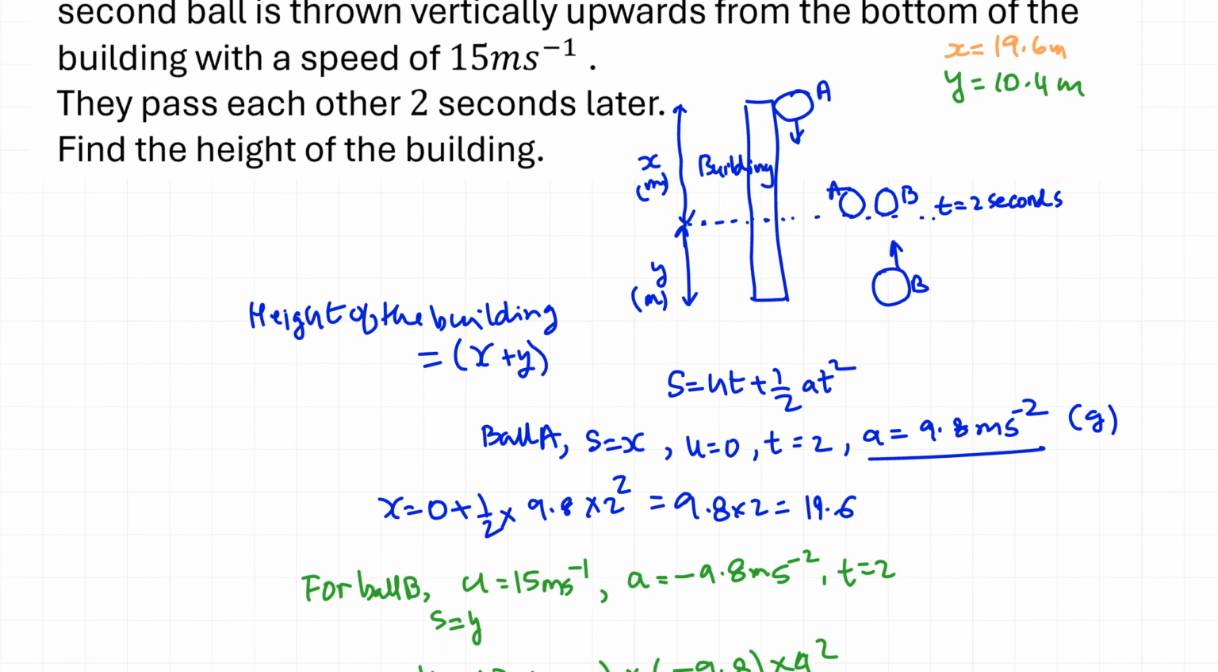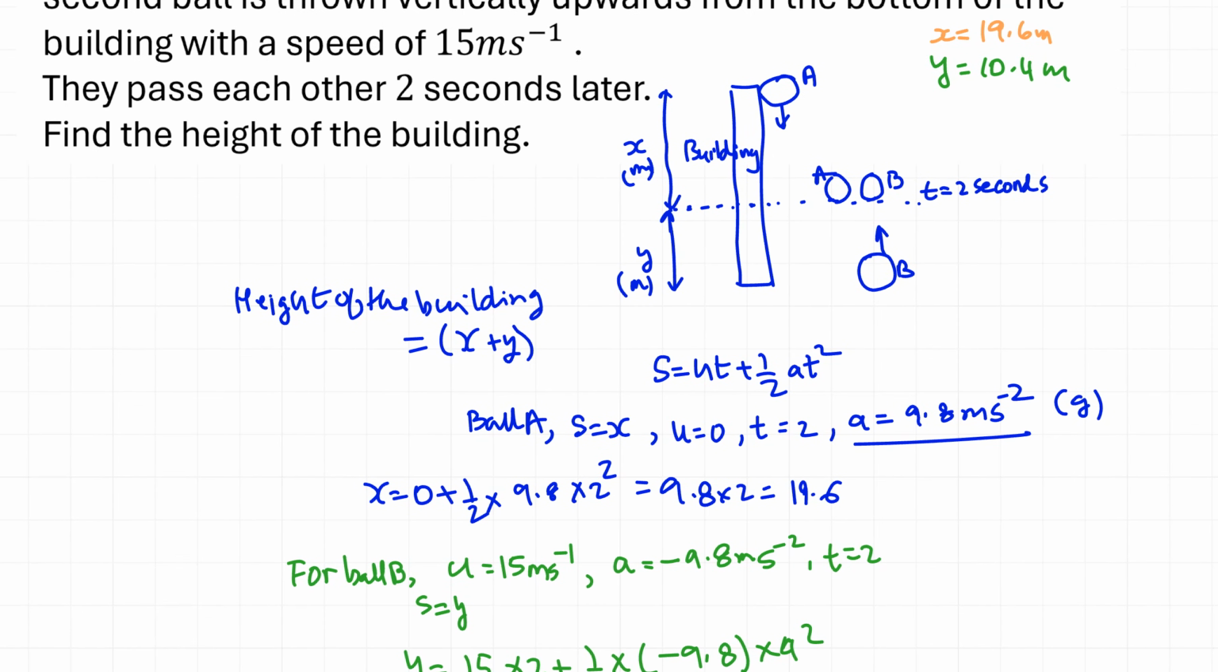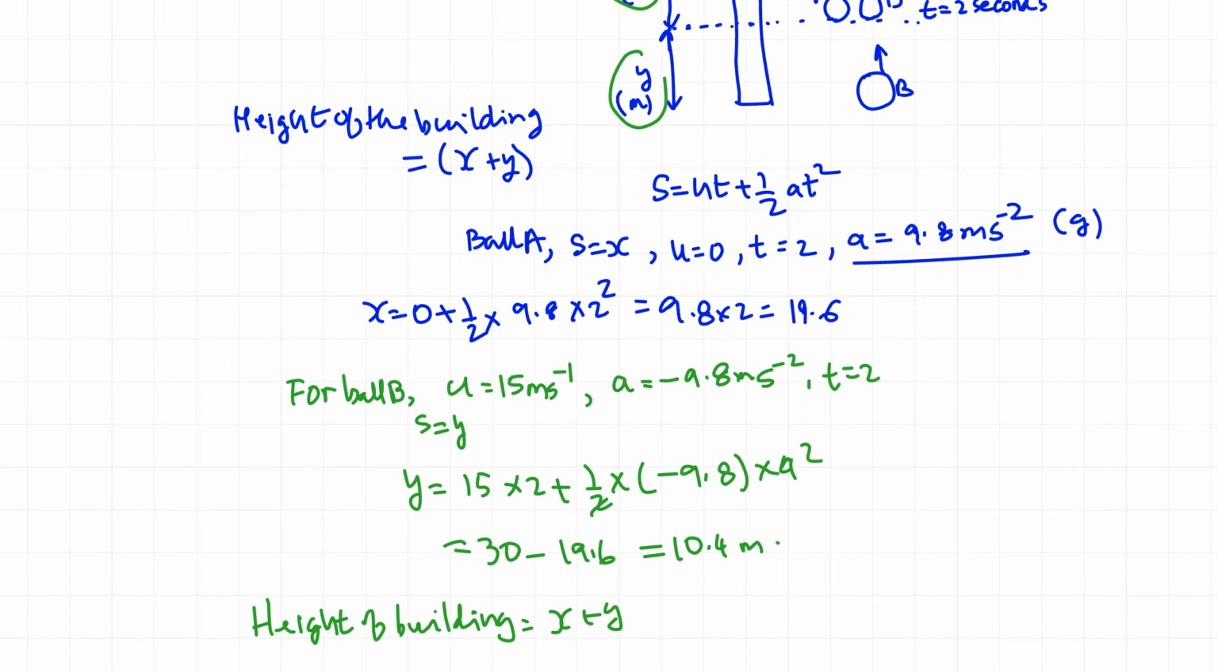So y is 10.4 meters, so hence the height of the building is x plus y, and that is 19.6 plus 10.4, and that is 30 meters. And that's the answer.